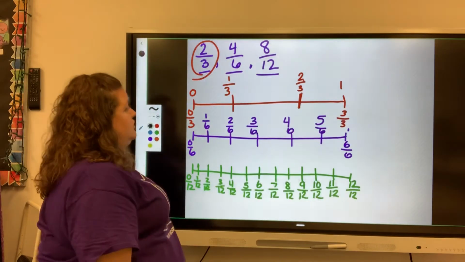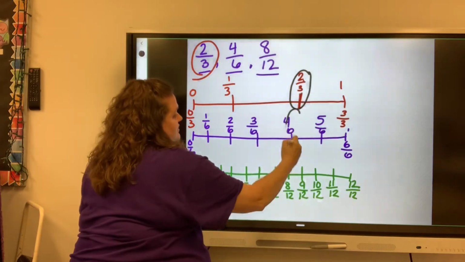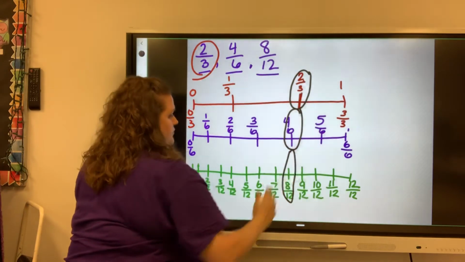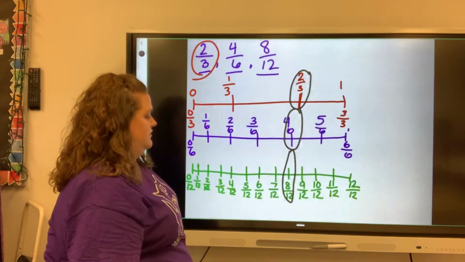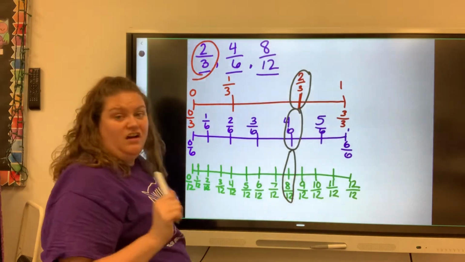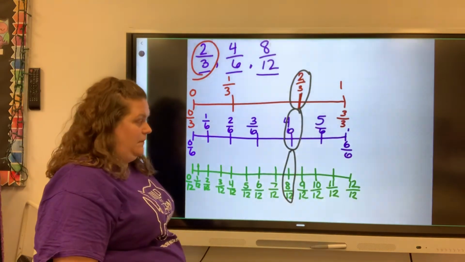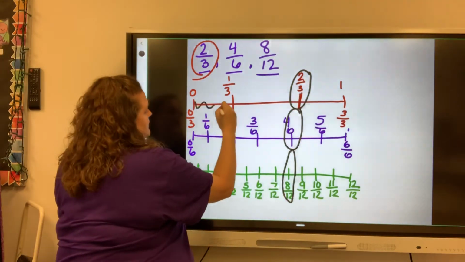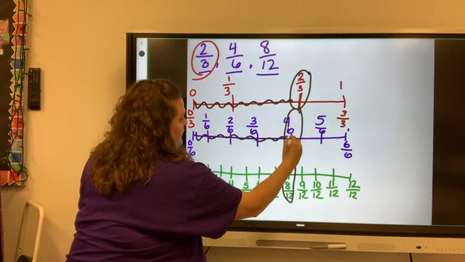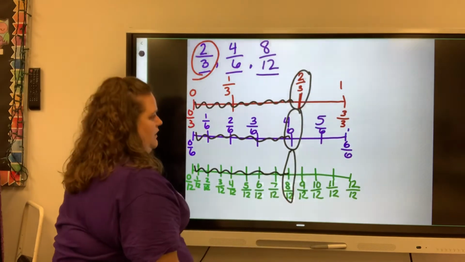So we're comparing 2/3, 4/6, and 8/12. Whew. So, what do we know about them? Are they equivalent? It's kind of hard to tell here unless I shade them in. So we're going to go all the way across for 2/3, all the way across for 4/6, and all the way across for 8/12.